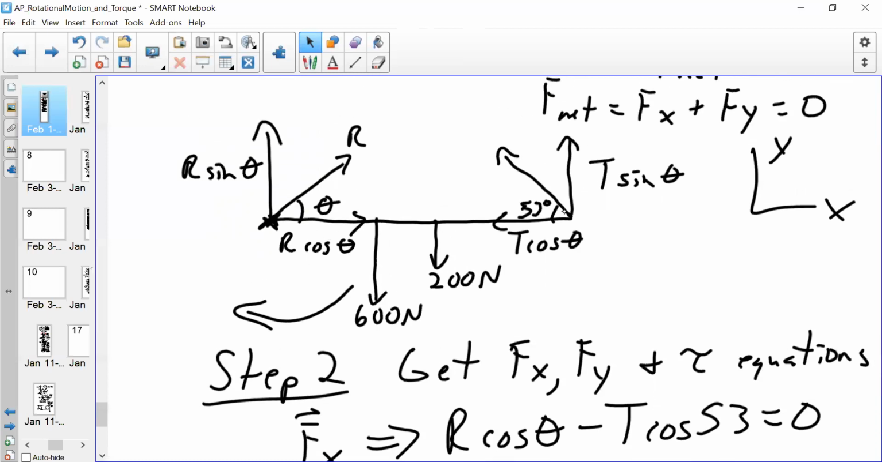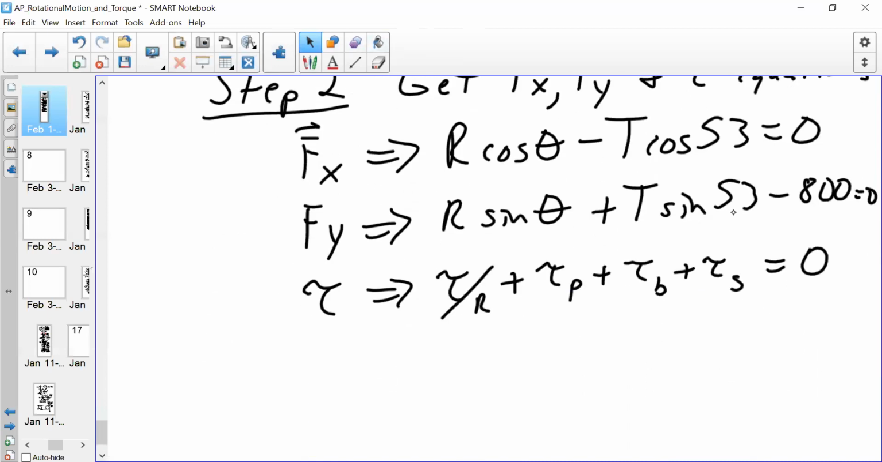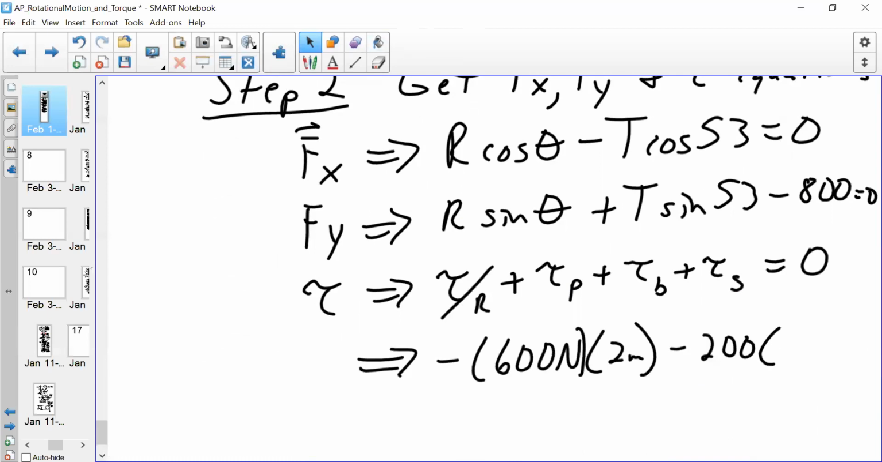The T sine component provides the torque, because it's the component of the force that's perpendicular to the distance. So this left on its own would make a counterclockwise rotation. Positive torque, negative, and negative. None for the wall force, and we're done. So that becomes negative 600 newtons times this distance, which is 2 meters away. That's the torque provided by the person, and then the torque provided by the beam, and then the torque provided by the string, T sine 53, multiplied by 8 because it's at the very end.